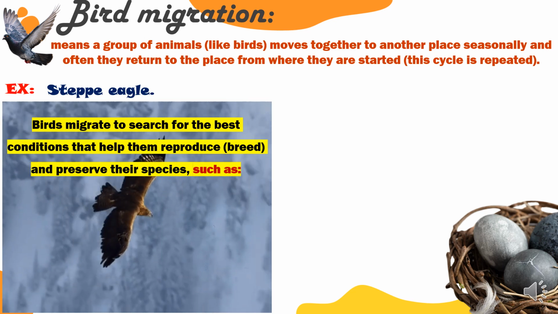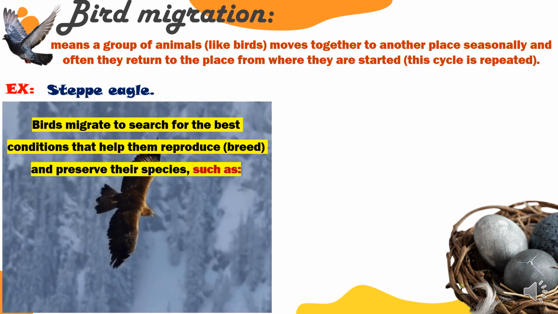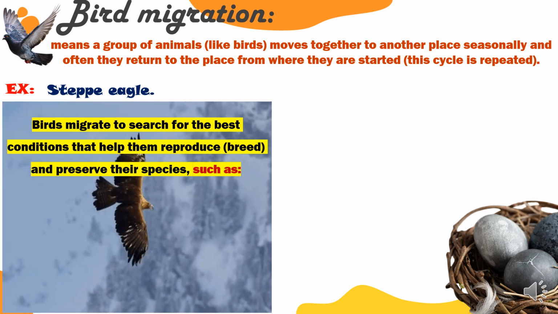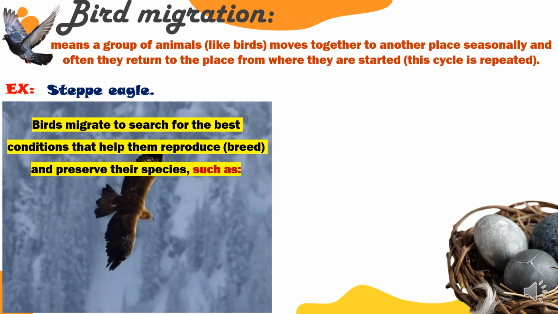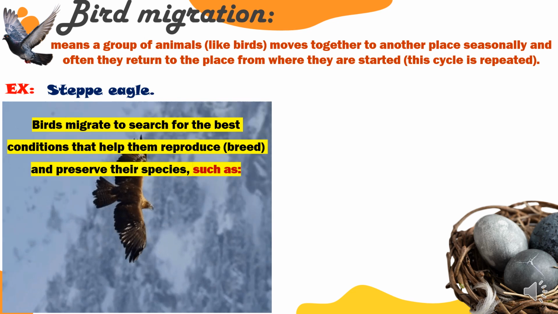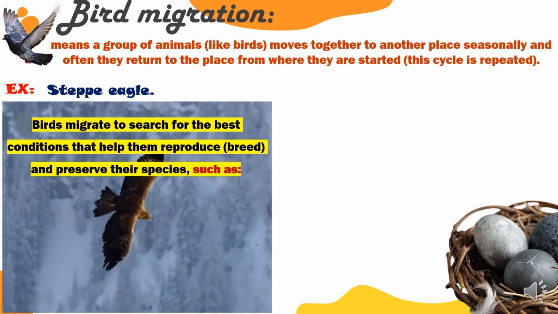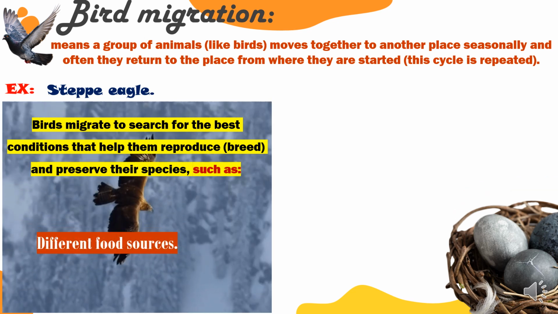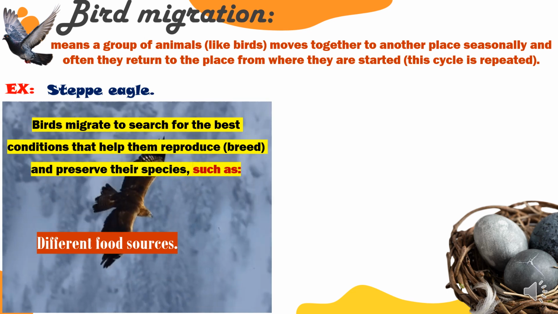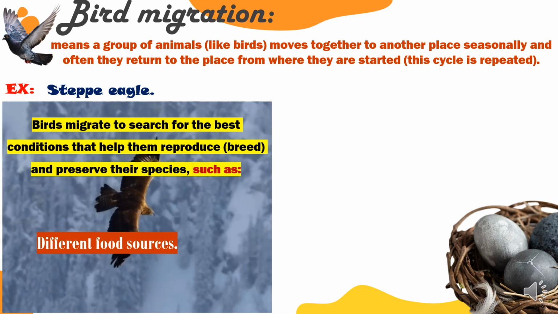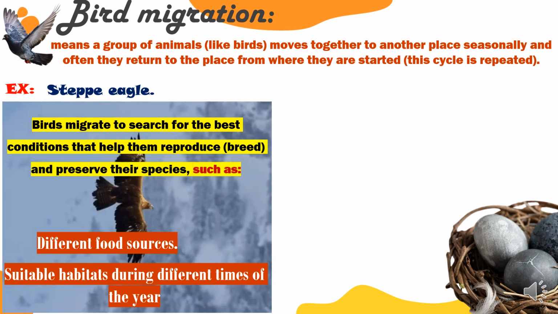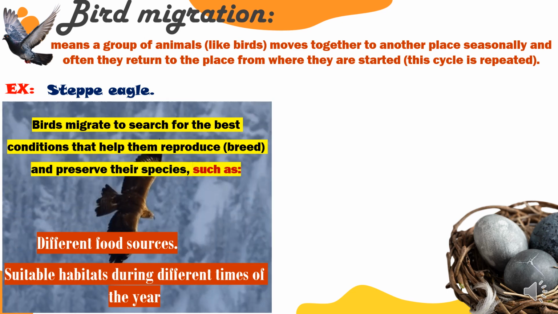Birds migrate to search for the best conditions that help them to reproduce or breed and preserve or save their species. And we said before another example that migrate to another place to reproduce. Do you remember it? Yes, flamingo. Okay, another reason for bird migration is for searching for different food sources. And the last reason here is finding suitable habitats during different times of year.